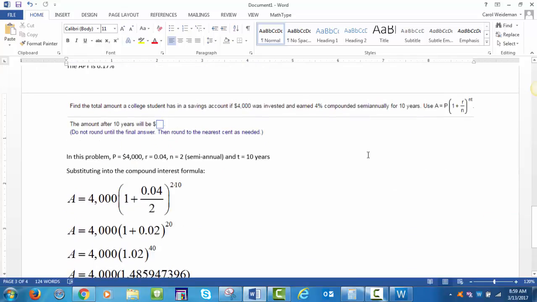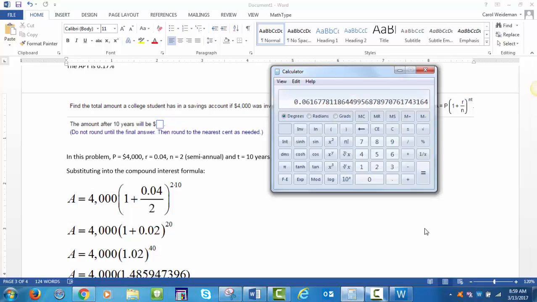And the last problem uses the compound interest formula again. In this case, the student's investing $4,000 in an interest-bearing account, paying 4% compounded semi-annual, so n is 2. And the time period is 10 years. So again, substituting into my formula, bring up my calculator. Again, I'm going to start inside the parentheses with the fraction, 0.04 divided by 2 plus 1. And then I'm going to raise this to the 20th power. And then finally, I'm going to multiply by 4,000.